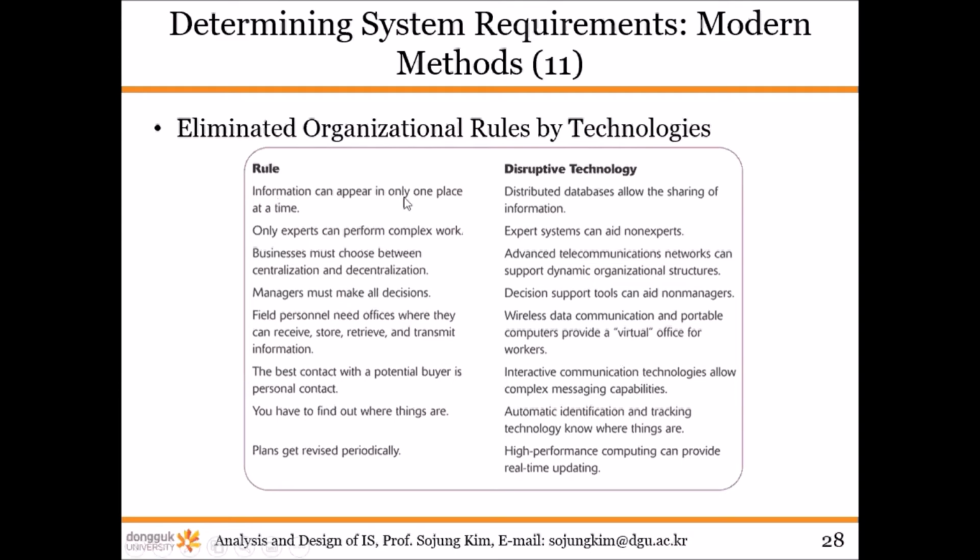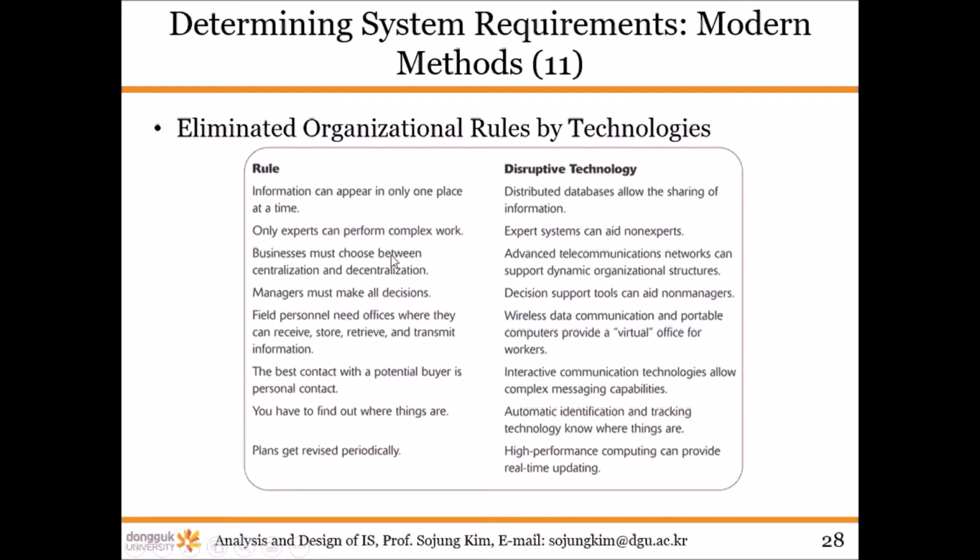Information can appear in only one place at a time, and distributed databases allow sharing the information, right? So nowadays many departments access the data at the same time, and get the information at the same time, right? Only experts can perform the complex work. Expert systems can aid a non-expert, right? Nowadays even people can do really complex jobs without having deep knowledge about it, because there is an expert system.